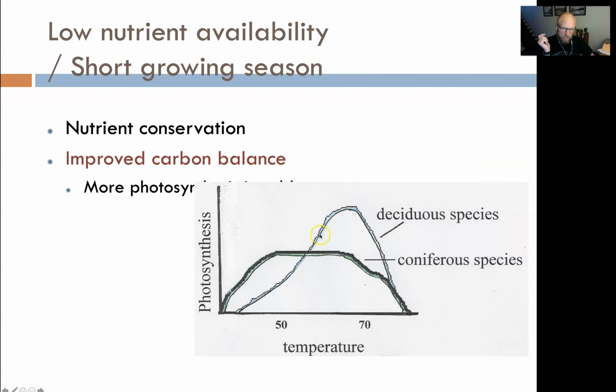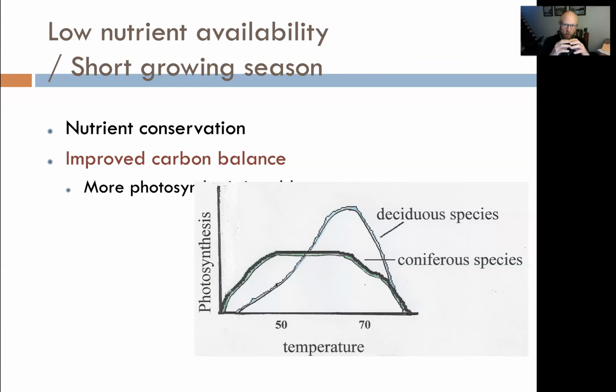We have the deciduous angiosperms, this kind of bluish line that goes higher. And then conifer species, these are our evergreen gymnosperms. And so the maximum photosynthetic rate of the evergreen gymnosperms is indeed lower than the deciduous angiosperms. But you can see in these colder temperatures over on the left-hand side of the axis that the photosynthetic rate for the evergreen gymnosperms is actually higher than the angiosperms at cold temperatures. So they're much better at doing photosynthesis under cold temperatures.